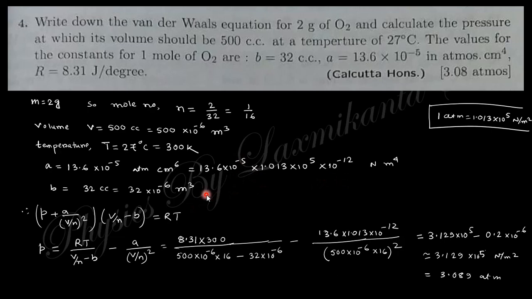Finally, you put these values in this equation and you can easily find the value of P. You know this is the van der Waals equation for n mole. Just put in the values of RT, V by n and so on, and calculating, you can easily find the pressure. This is in SI unit, and to convert it into atmospheric pressure, divide by 1.013 times 10 to the power 5 Newton per meter square. If you divide it, the atmospheric unit will be obtained. Simple. Next one.